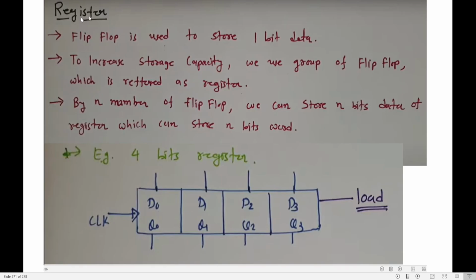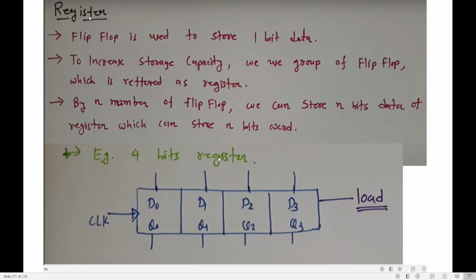So what is a register? A register is nothing but a group or bundle of flip-flops. Group of flip-flops bundled together is called a register. If I group 4 flip-flops, I call it a 4-bit register. Can you see I have grouped 4 flip-flops here. What type of flip-flop? D flip-flop. So D0, D1, D2, D3 are inputs. Q0, Q1, Q2, Q3 are outputs. A common clock is given to the 4 flip-flops. This is an example of a 4-bit register.